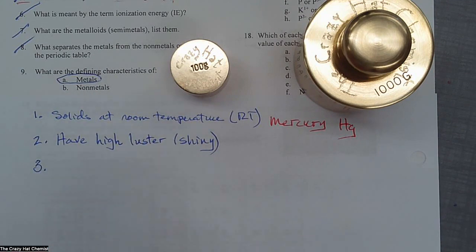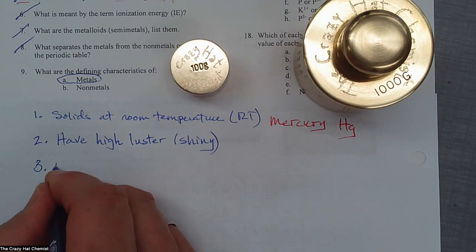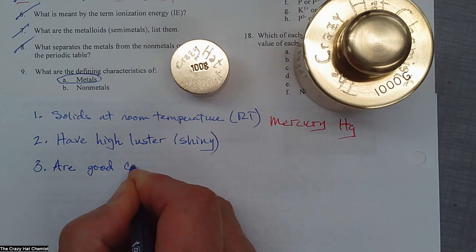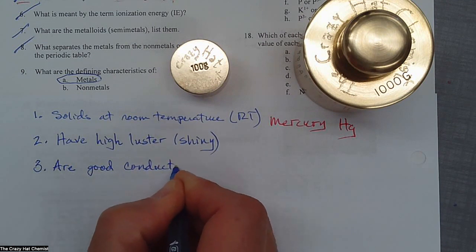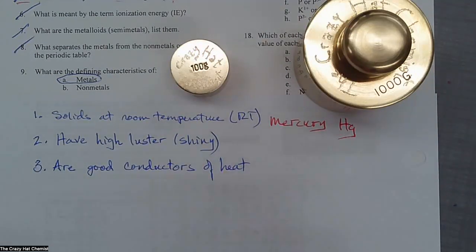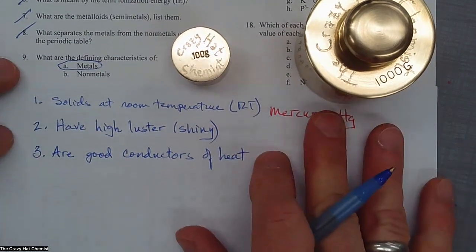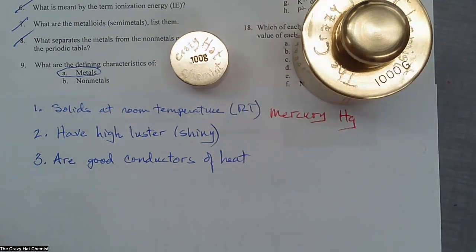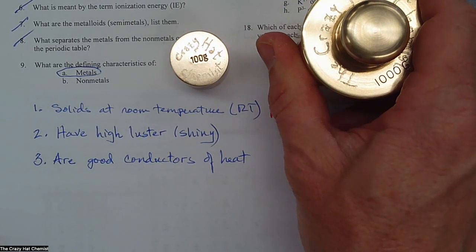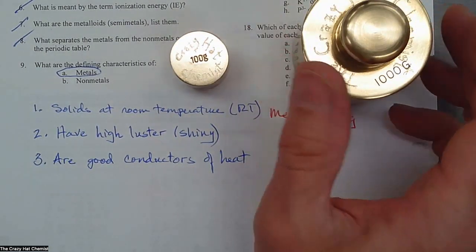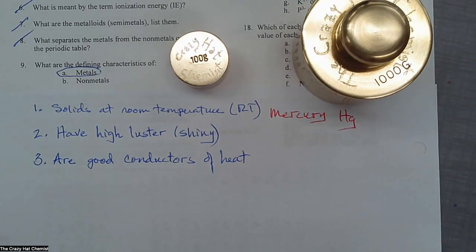Number 3, metals are good conductors of heat. That means that, for example, this metal right here, if my room is rather chilly right now, if I were to touch it, as I touch it right now, this metal is rather chilly. It's kind of cold. Okay. That means it's a good conductor of heat.